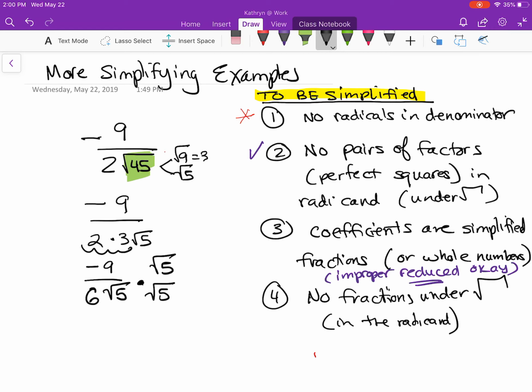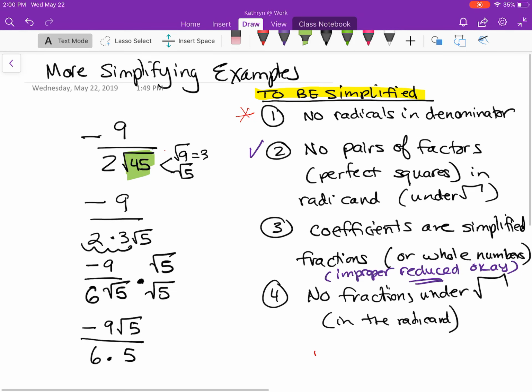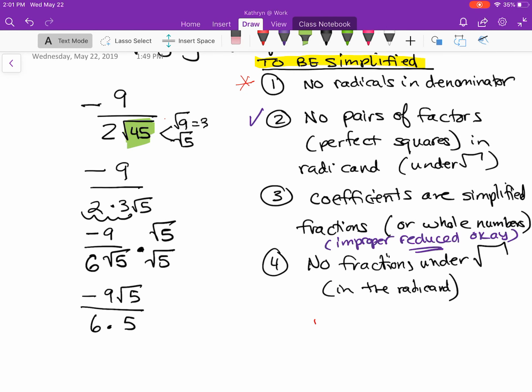And when I do that, I have negative 9 times the square root of 5 in the numerator. And in the denominator, I have 6 times plain old 5. Square root of 5 times itself cancels out the square root sign, and I end up with just plain old 5. And now my problem looks like this. Negative 9 times the square root of 5 over 30.